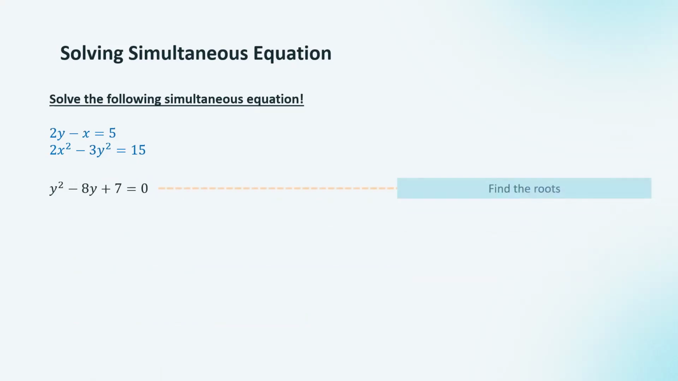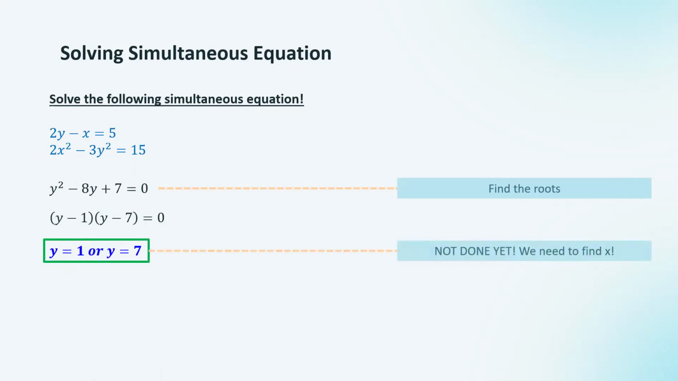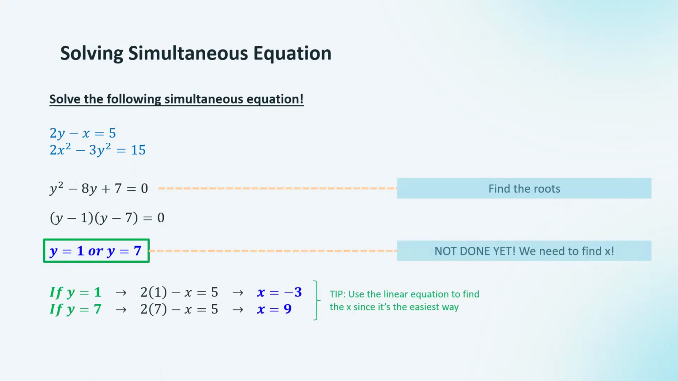After this, we can factorize this, and we get y is equal to 1 or y equals 7. But we are not done yet, because we need to find the x. To find the x, we can use the simpler equation, which is the linear equation. If y is equal to 1, that means x is equal to negative 3. And if y is equal to 7, we know that x is equal to 9. Again, we need to use the linear equation to find the other variables since it is the easiest way.